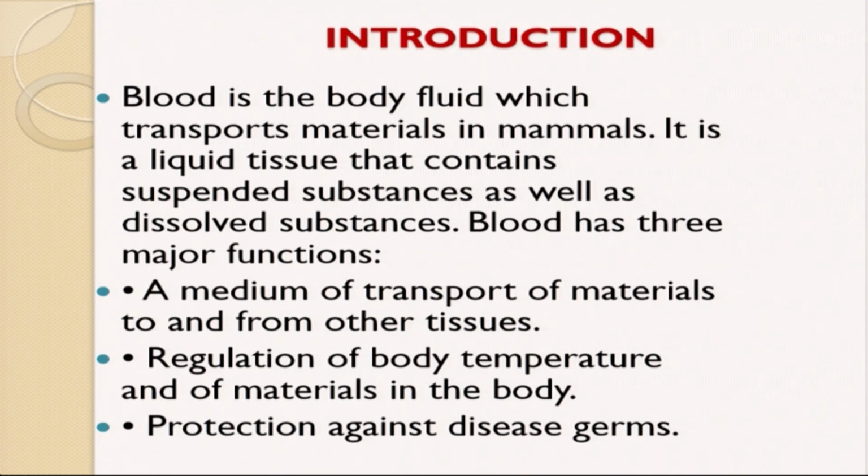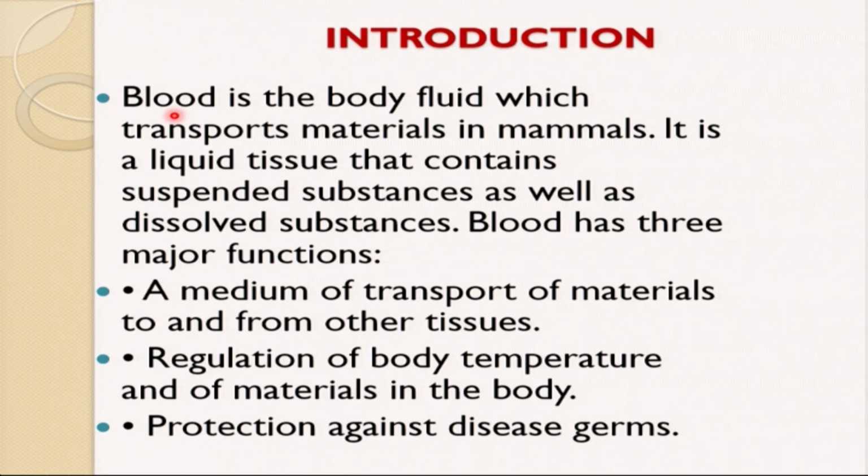Animals must have what we call a transport system, the human transport system. It means we're talking about the circulatory system. As I mentioned earlier, the blood is a body fluid which transports materials in mammals. It is a liquid tissue that contains suspended substances as well as dissolved substances.